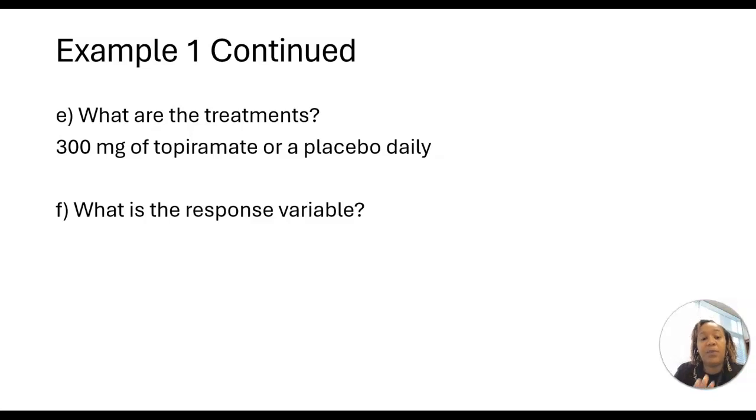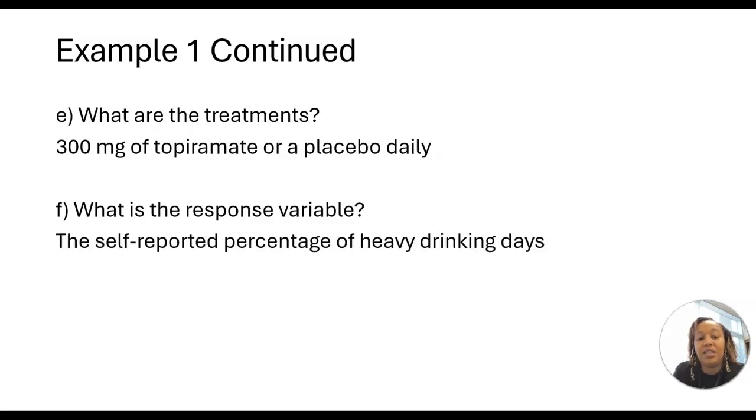What is the response variable? Remember, this is the outcome variable, the thing that we're interested in at the end. And this is the self-reported percentage of heavy drinking days. So that's the value that we're comparing. We're comparing that value of each group. The percentage of heavy drinking days of the control group to the percentage of heavy drinking days of the treatment group. And so that is the end of this one.